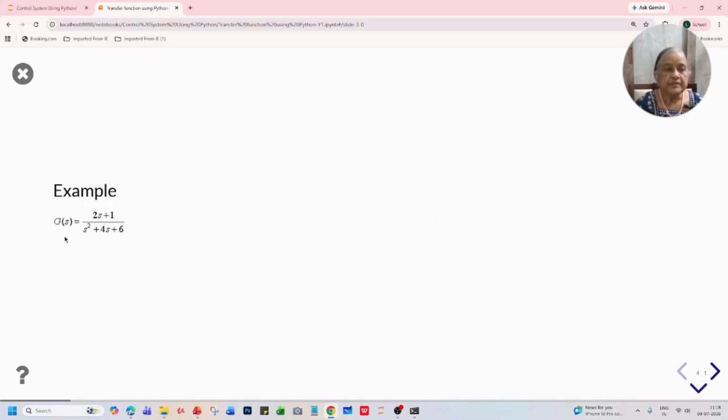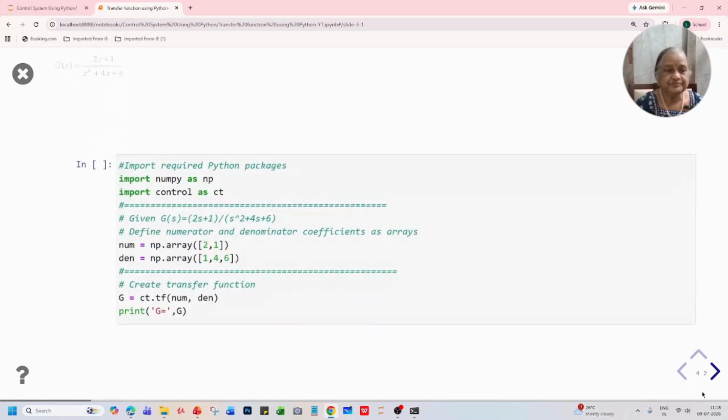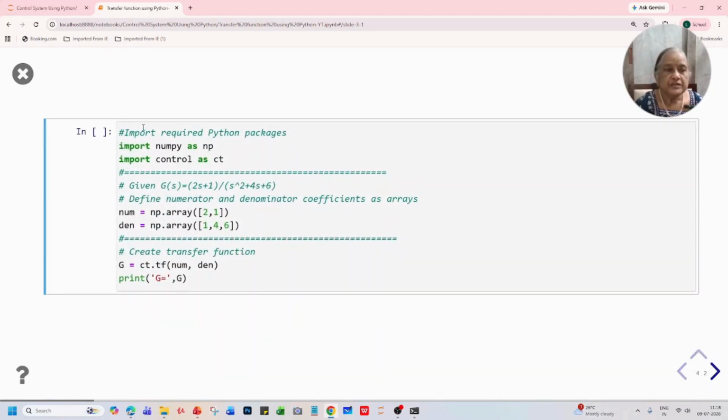Next, the first method is by using polynomial coefficients. Here is an example: G(s) = (2s + 1)/(s² + 4s + 6). This is the transfer function, which has the numerator polynomial 2s + 1 and denominator polynomial s² + 4s + 6. After importing the necessary libraries in the first step, we define the numerator and denominator coefficients as arrays.